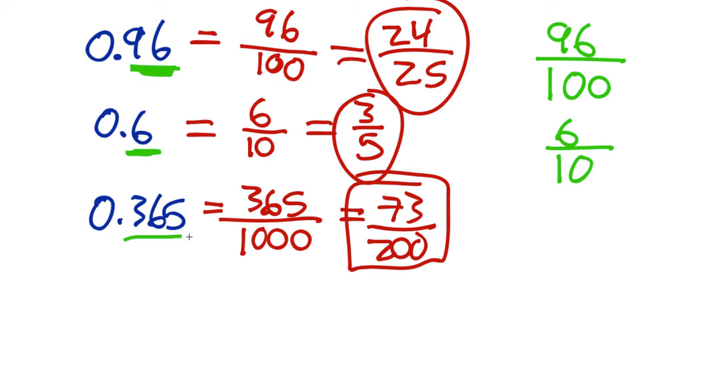Let's try it with 3 digits. We have 3 digits to the right of the decimal. So I imagine that would be 365 over 1 followed by 3 zeros. 3 digits to the right of the decimal, 1 followed by 3 zeros. Notice the pattern, guys. That's all math is, pattern recognition.